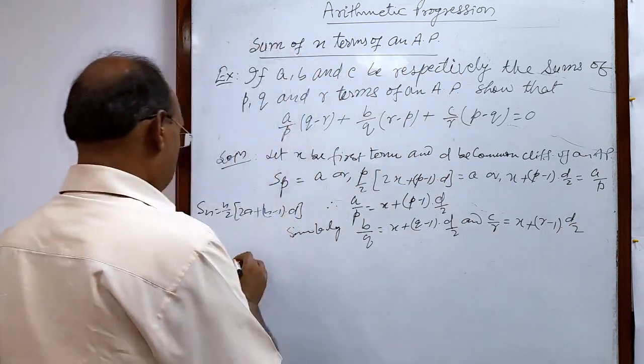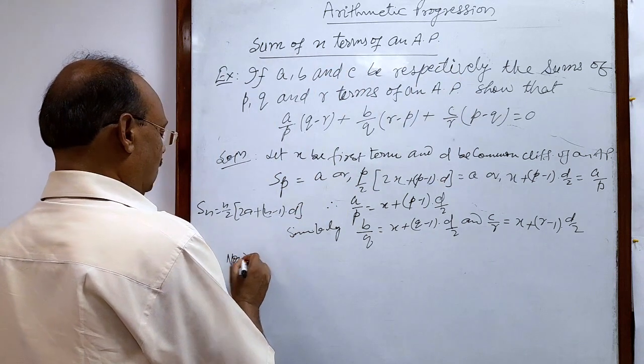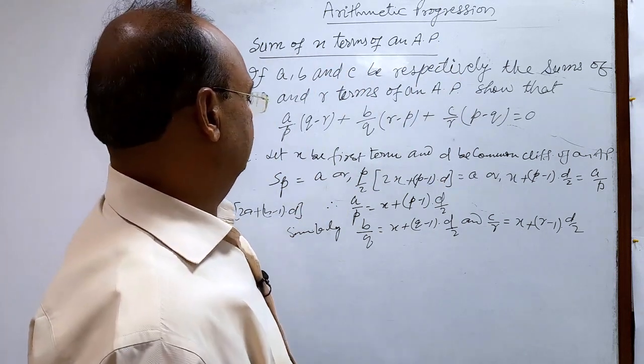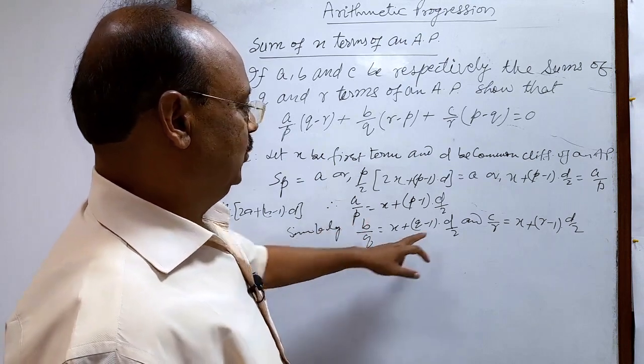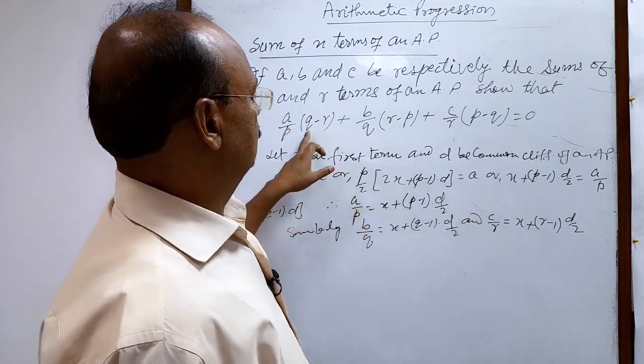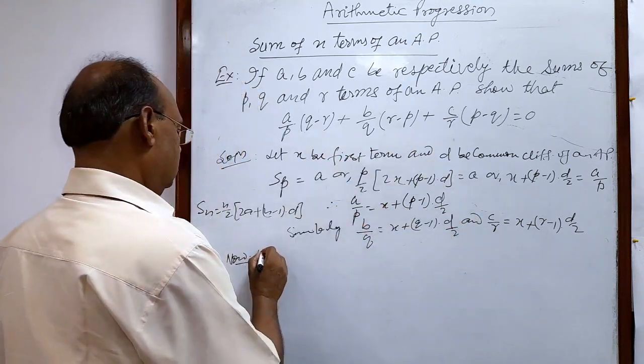Okay, now we have already got the values of A by P, B by Q and C by R. So this LHS will be how much?